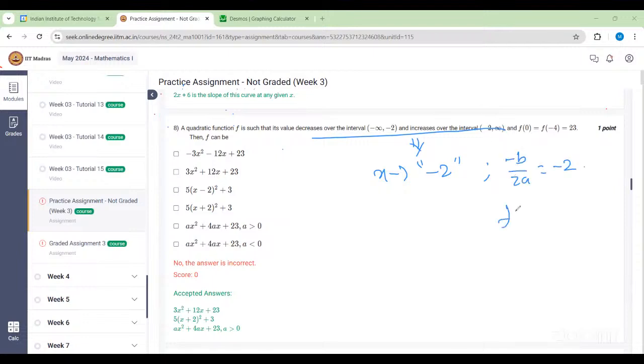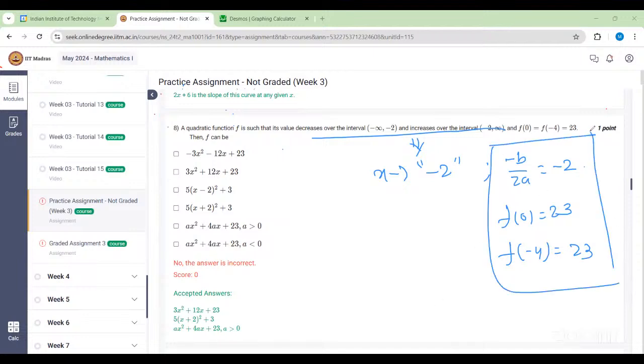The second condition is f of 0 should be equal to 23, and the last one is f of minus 4 equals 23. These are the three conditions we want to check for any parabola. So you can easily check among these options. Okay, is that okay? Ma'am, we have to put this value in this function, right? Yes ma'am, you can consider this function and check these three properties.